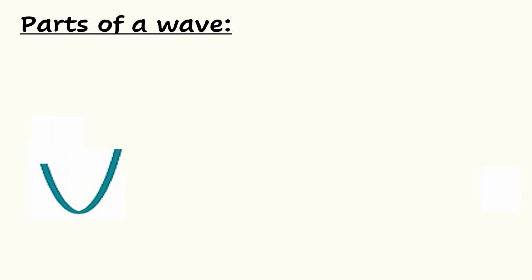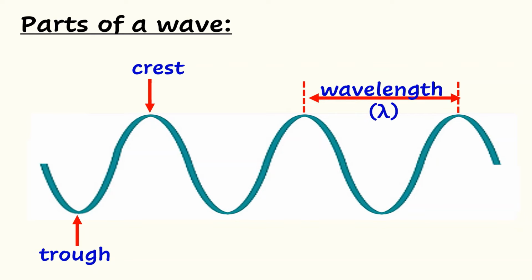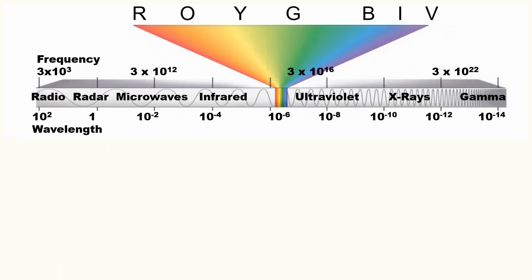Let's label the parts of a wave. As stated earlier, a crest is the highest point of the wave, and a trough is the lowest point. The distance from one crest to the next is a wavelength, which is also the same as the distance from one trough to the next. The amplitude is a measure of how high the wave rises and is measured from the midline to the highest point. Here is the whole electromagnetic spectrum.